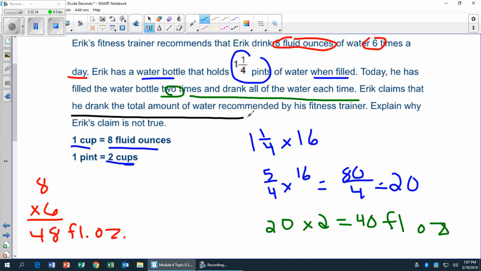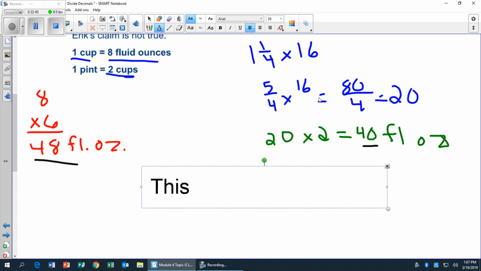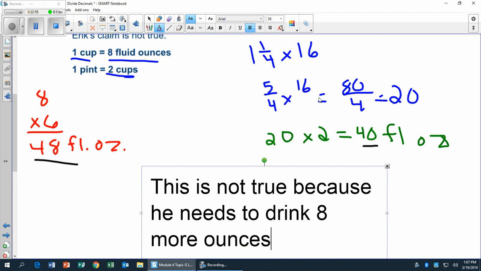He claims he drank the total amount of water recommended by the trainer. Is this true? Well, he only drank 40 and he needs to drink 48. So this is not true because he needs to drink 8 more ounces.